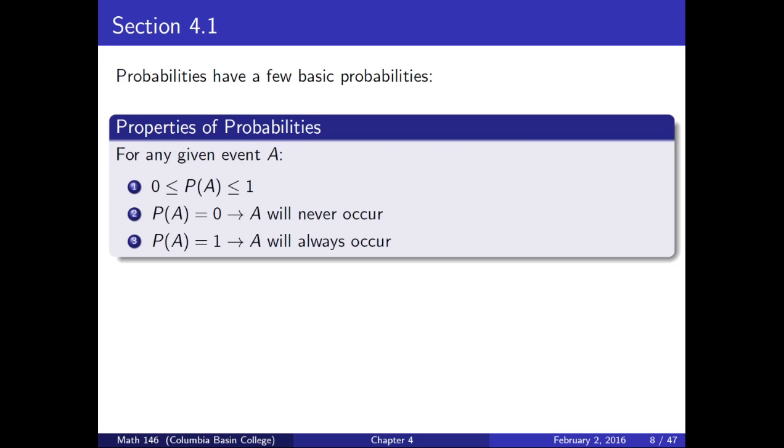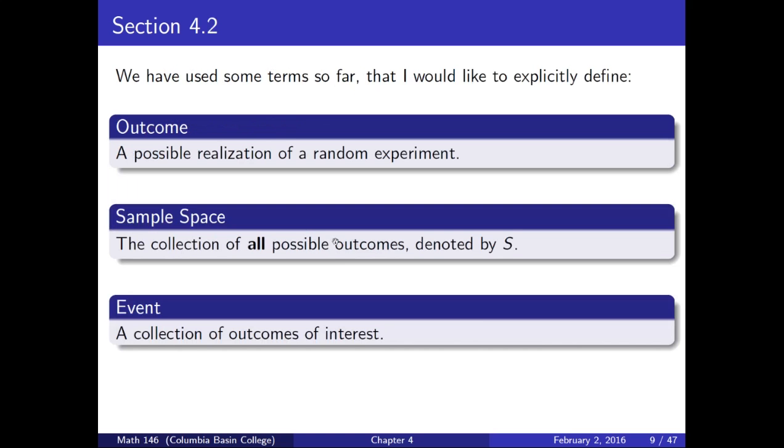There are a few properties of probabilities. The first is that a probability always has to be between 0 and 1. That means you can't have something that happens less than 0% of the time, and you can't have something that happens more than 100% of the time. If the probability is 0, that means it never happens. If the probability is 1, it means it always happens. These are basic rules for probabilities. So if you're working on a problem and you keep getting probabilities that are not between 0 and 1, there's a good chance that you're making a calculation error, so you're going to want to check your work.